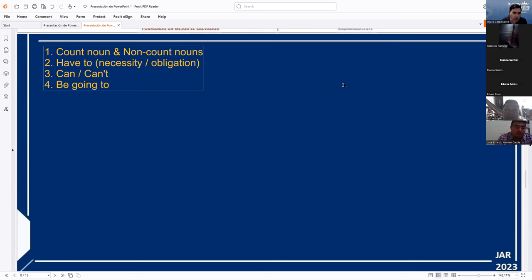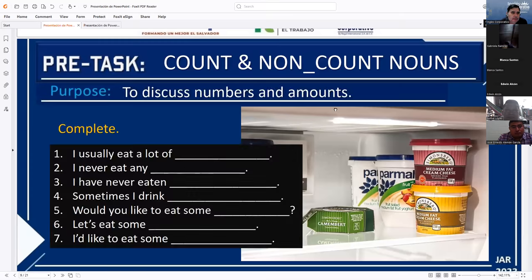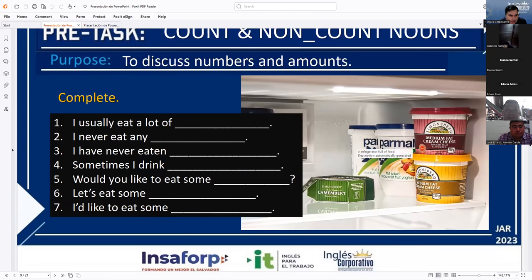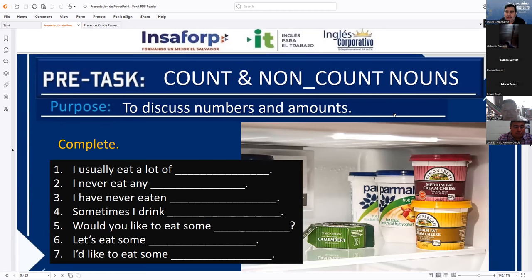Probably the easiest topic here is can and can't, right? So if we have time, we're going to come to that one. But if we don't have time, I'm going to see what I can do to get that ready. The purpose is to discuss numbers and amounts, count and non-count nouns.